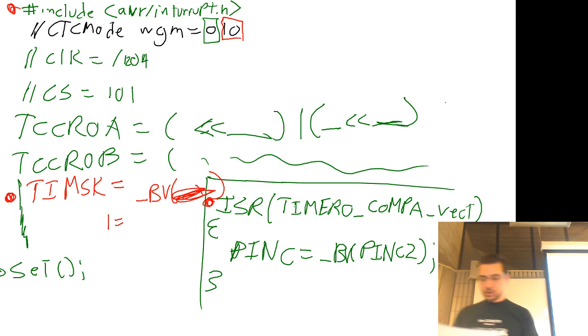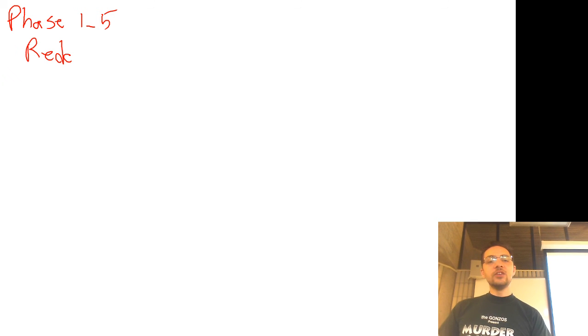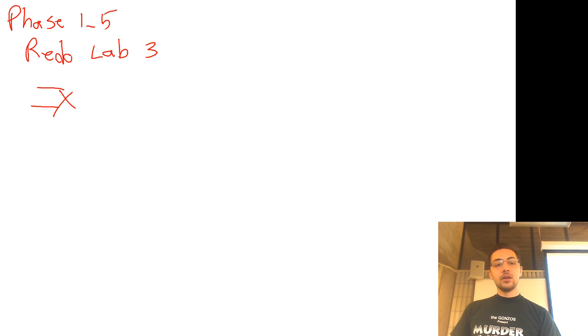Yeah, phase 1. I like that. Okay, phase 1.5 is sort of the second half of phase 1. It's not in the lab, but when I approached it, I said, hey, let's try it out like this. Phase 1.5, redo lab 3 using interrupts. So we still want to generate the same stuff, okay?